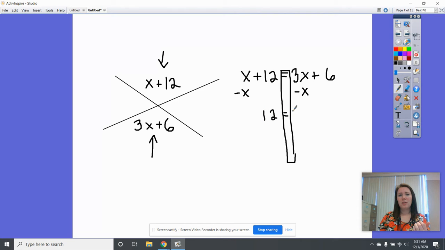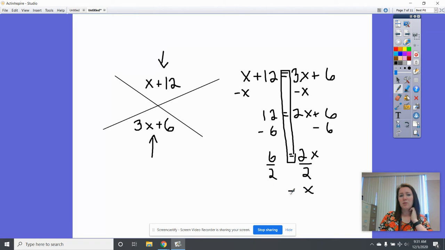Now I have 12 equals 2x plus 6. And now it's just a two-step equation to solve. Subtract 6 on both sides. 12 minus 6 is 6. It's a lot of 6's. And that just equals 2x. Divide both sides by 2. And x equals 3. Now I'm not actually done yet because the angle is not actually 3 degrees.